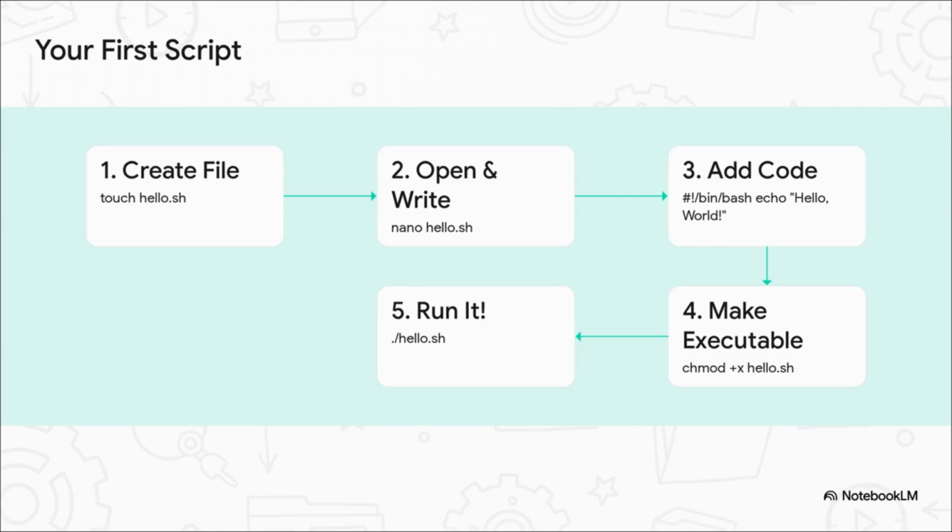Second, we open that file in a text editor. Something simple like nano is perfect. Third, we add our 2 lines of code. We'll talk about what they mean in a second. Fourth, and this is a really important step, we have to make the file executable using chmod +x. This basically gives the file permission to run as a program. And finally, step 5, we run it. You type ./hello.sh, hit enter, and boom, you've just run your first script.